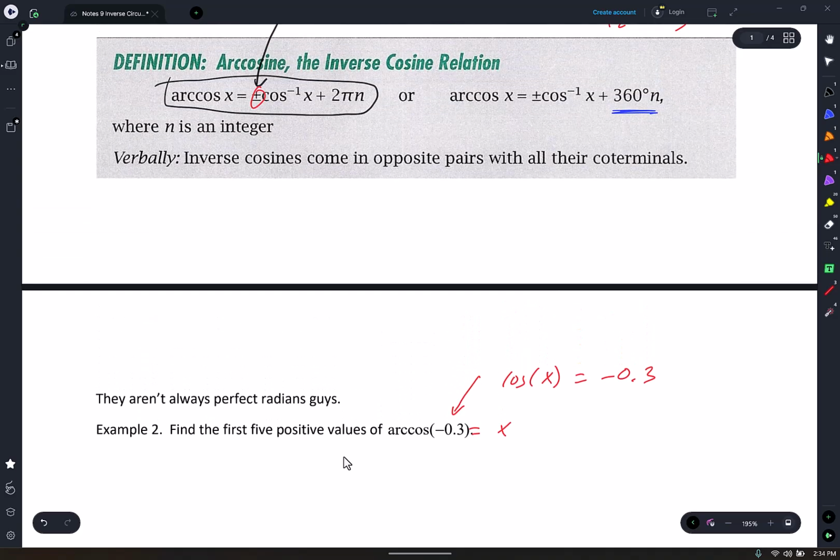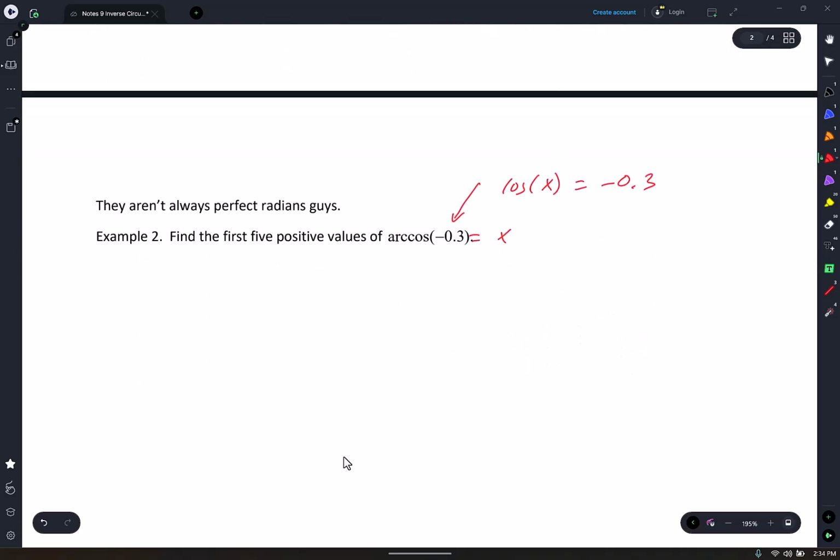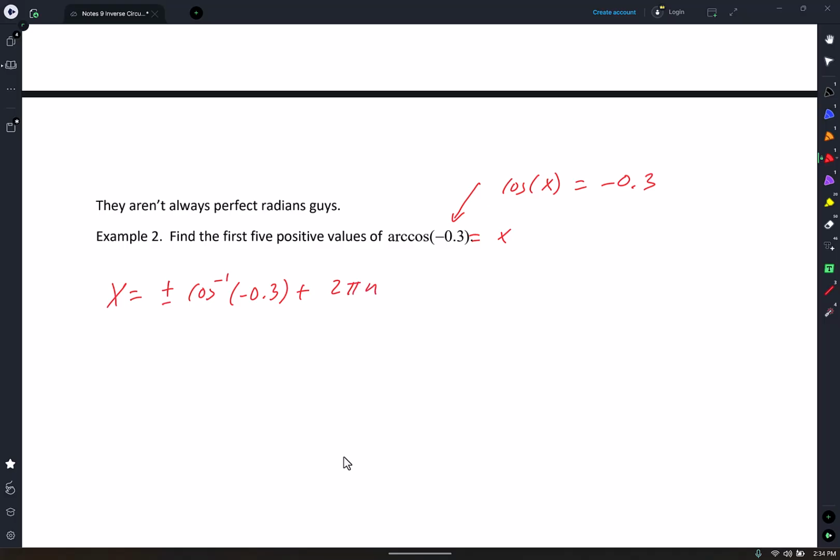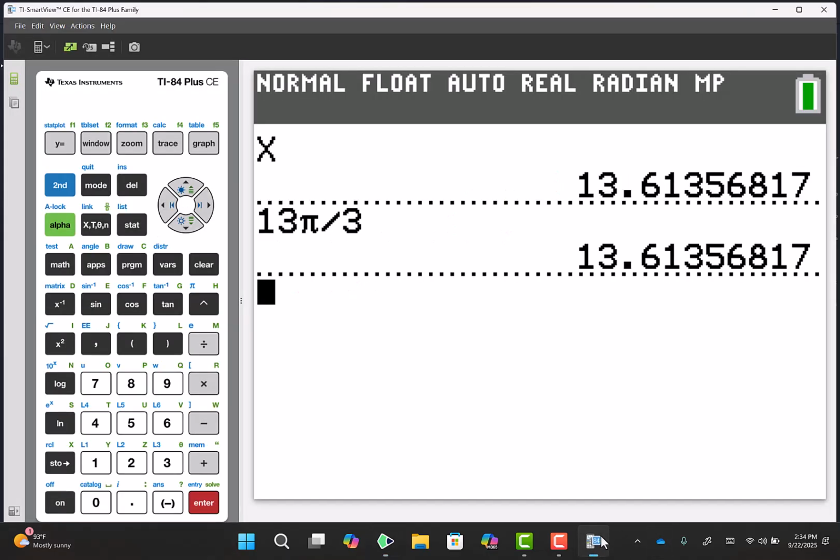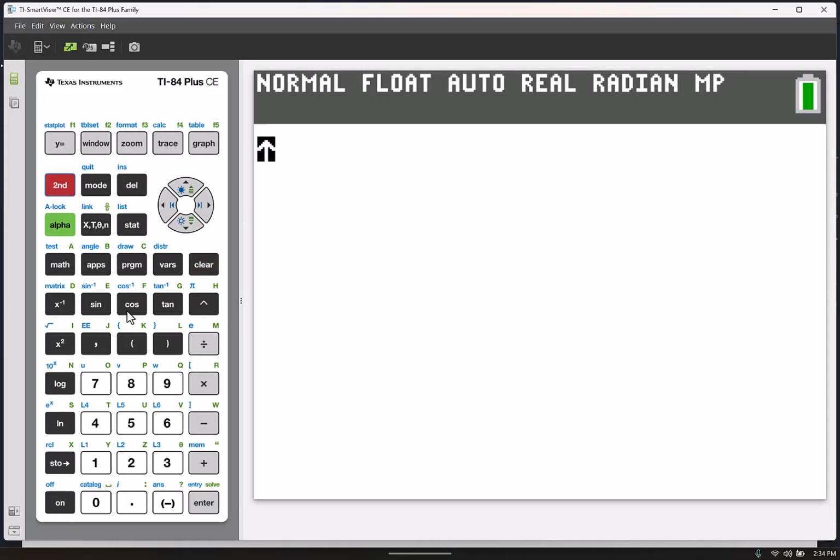I'm just going to use this formula that I have here. It says plus minus. So if I set that equal to x, I'm going to write x equals plus minus arc cosine or inverse cosine of negative 0.3 plus 2 pi n. I haven't done anything crazy. Are we still okay? I take my calculator. Let's see what that is. Let me clear this. Second arc cosine, negative 0.3. I push enter. I want to see what that is.